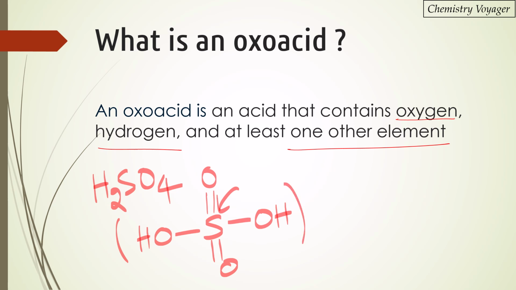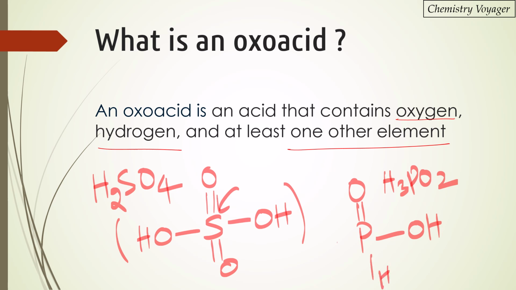In a similar fashion, phosphorus has a good number of oxoacids, and one of them is H3PO2. This is an oxoacid of phosphorus because we have oxygen and hydrogen in the form of OH group. Also we have another element, that is phosphorus. So we call it an oxoacid of phosphorus.